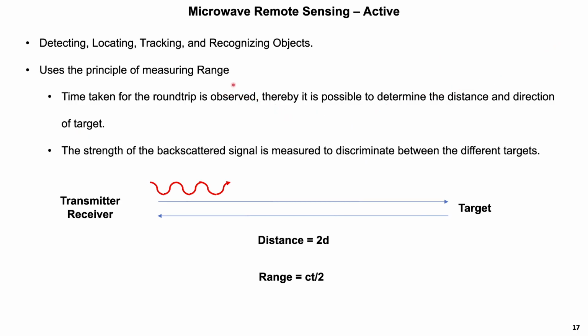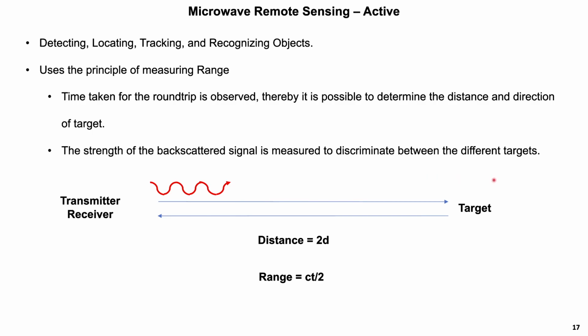So in active mode, what we are really doing is detecting, locating, tracking, and recognizing the objects. So how are we doing it? We are doing it by the principle of measuring the range. Your transmitter will send a pulse towards the target with some input power, let's say in some kilowatts, 1,100 kilowatts or something like that. It will send a pulse.